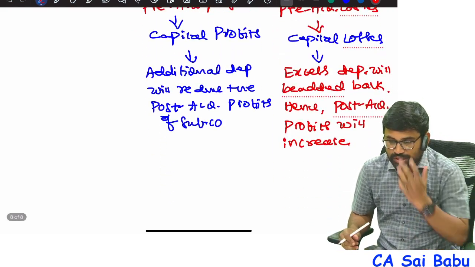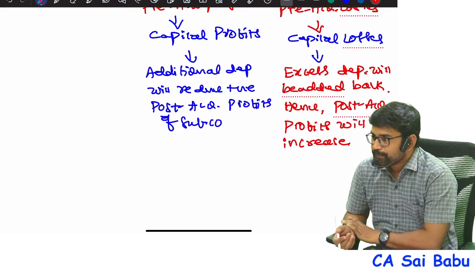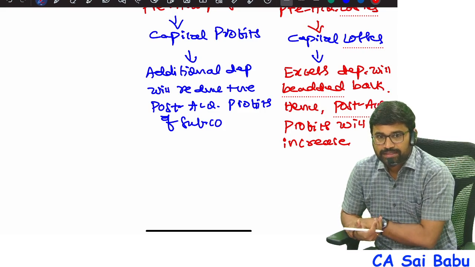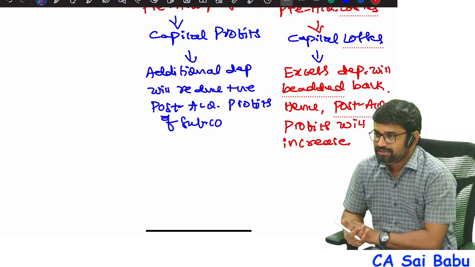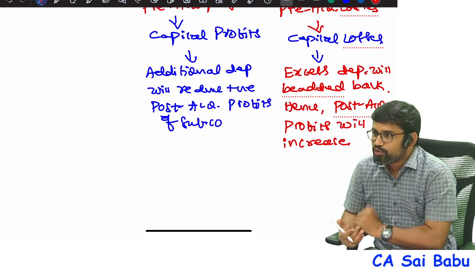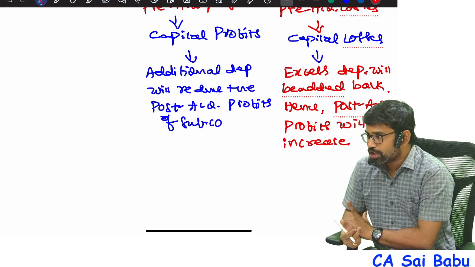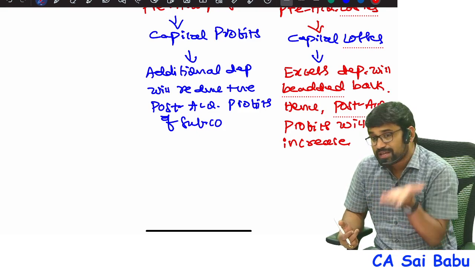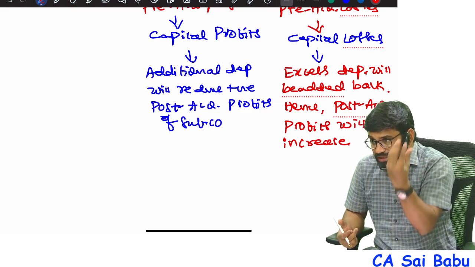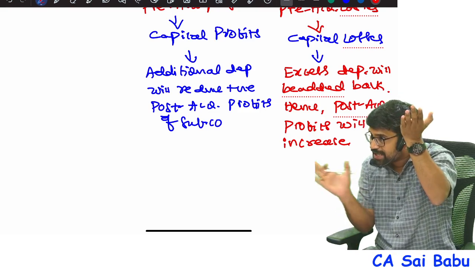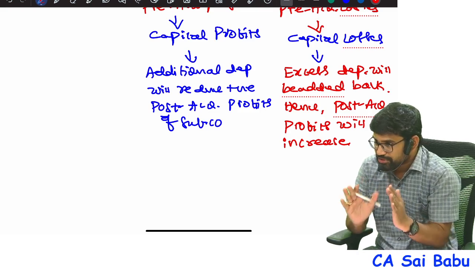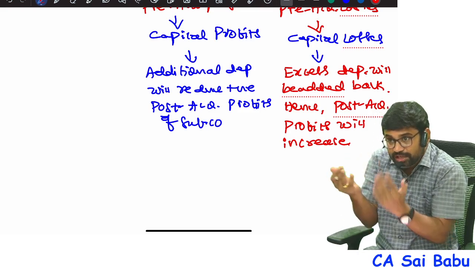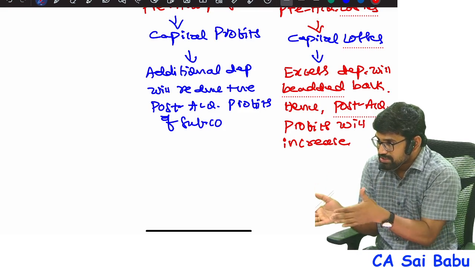So you understand this adjustment? What is this adjustment? Revaluation of assets of which company? Subsidiary company. Who did the revaluation? Parent. Tell me, when you do the revaluation, how many possibilities? Two. What are those? Upward, downward. If there is upward, that increase will be treated as pre-acquisition profits. It is nothing but capital profit. And if there is a downward, pre-acquisition losses, capital loss.